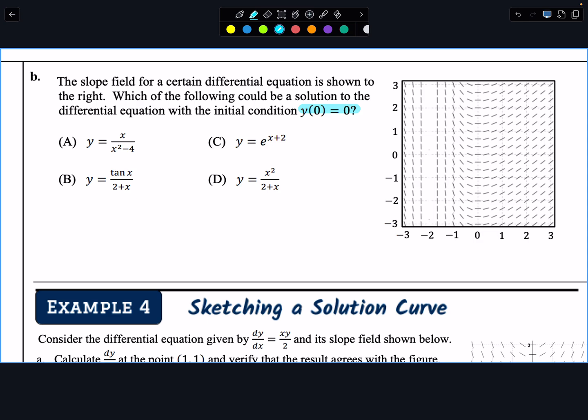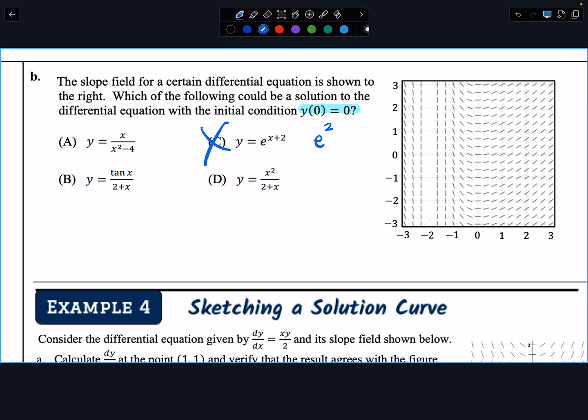If I plug in a 0 there, this would be e to the 0 plus 2, which is e squared. Is that 0? So it can't be c. If I plug in 0 there, 0 squared is 0, divided by 2, that is 0. So that helped me get rid of c, okay? So if you're on an AP test, if you even guess, you have a better chance of getting it right now that you know for sure it's not that, okay?